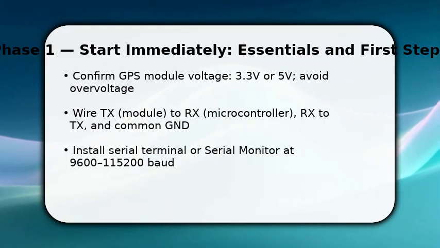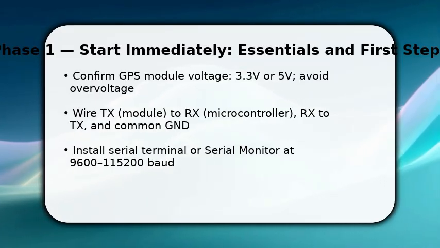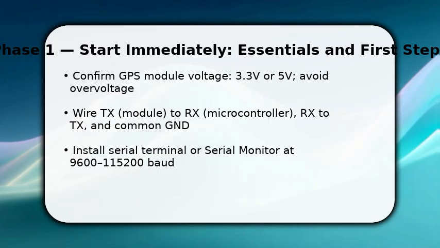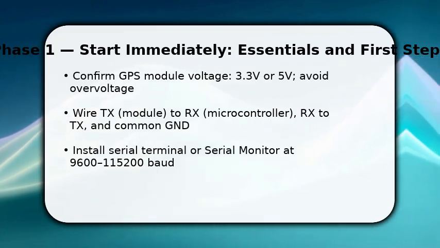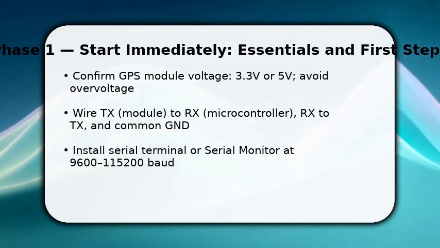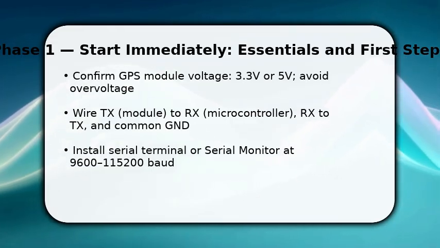You start by verifying power and wiring because a wrong voltage fries modules. Check the label, then select 3V or 5V regulator. Next, connect the module TX pin to your board RX and RX to TX while sharing ground.